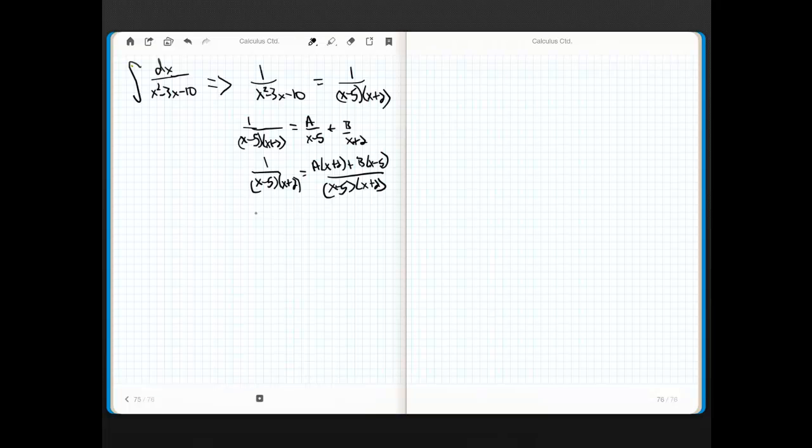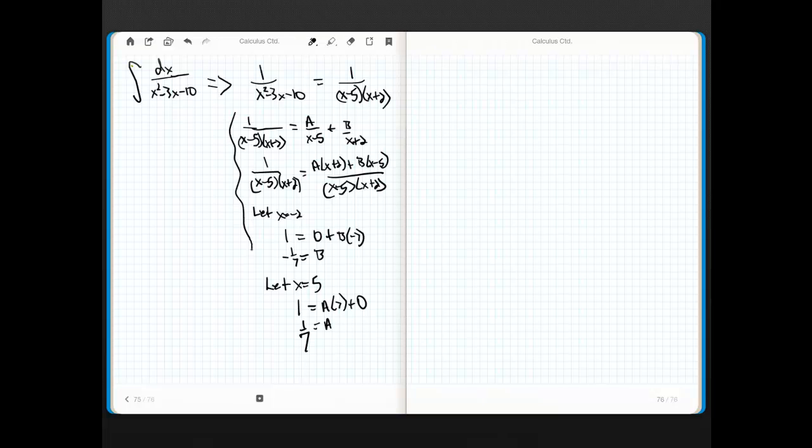Now, let's see if you remember this trick. Let x equal negative 2. If x equals negative 2, the left side goes unscathed, so I get 1 equals, well, this term goes to 0, so this becomes 0 plus b times negative 7, right? Which implies that b equals negative 1/7. How about if I let x equal 5? Remember that? Well, again, the left side goes unscathed, so 1 equals, now I get a times 7 plus b times 0, which is just 0. So a equals 1/7.